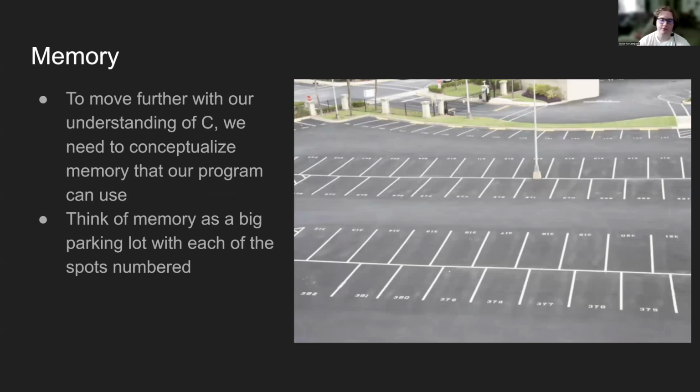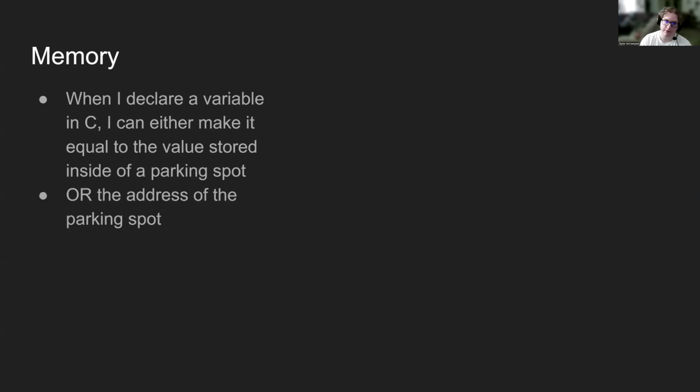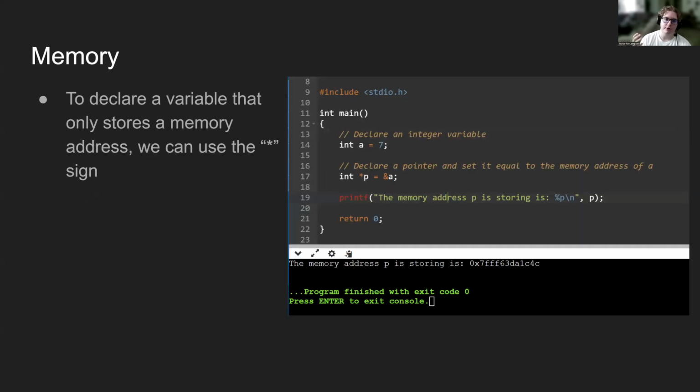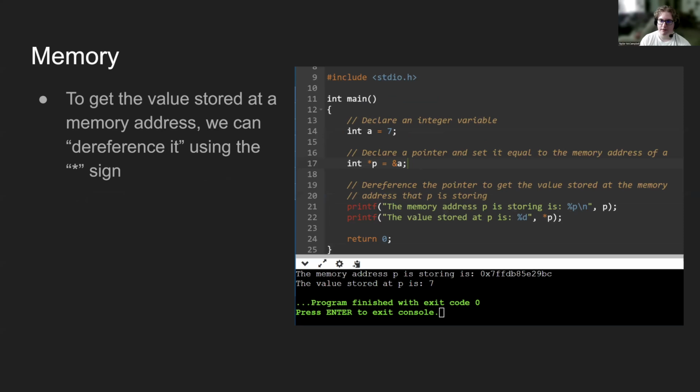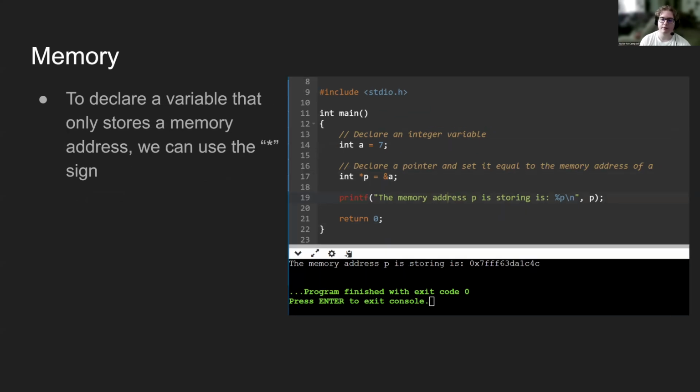So why is this important? Well, because if we understand this, we can start to understand how control flow in a program works a little bit later. We can also understand how different arrays work. So I'll get to it in a second, but this parking lot metaphor is good to understand actually how arrays work.